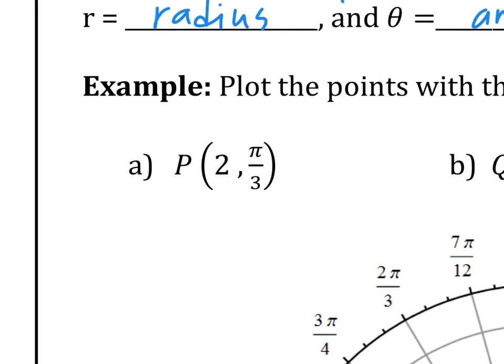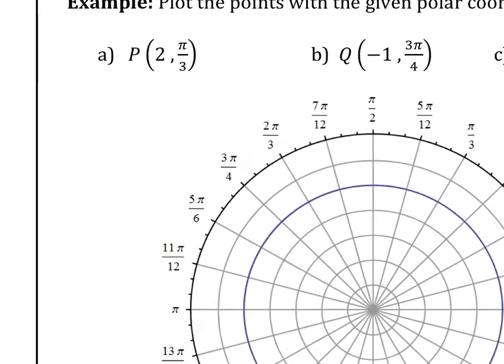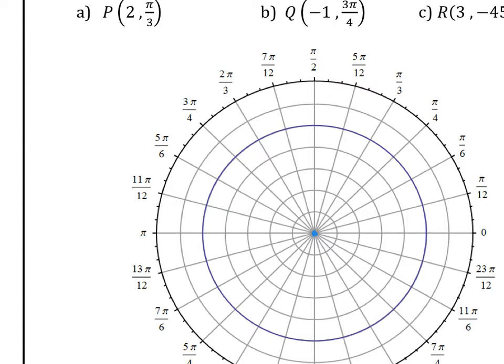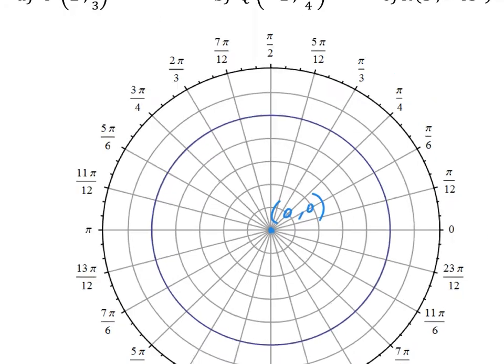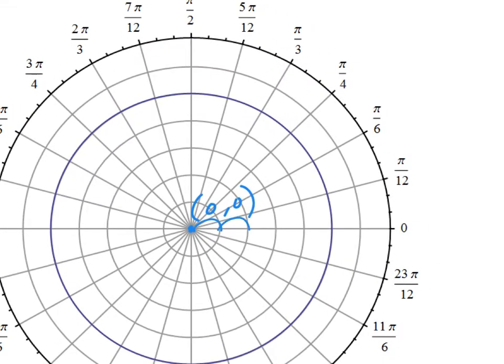(2, pi over 3). So this point P is (2, pi over 3). That means 2 out from the pole, and then we're going to turn pi over 3. Okay, so everything starts at the pole. Everything starts at the pole. The pole is (0, 0). So what we're going to do now to get to P is we're going to go 2 out. Radius means 2 rings out. So 2 rings out on the 0. We always start at the 0. Okay, 2 rings out. And then we're going to turn pi over 3.